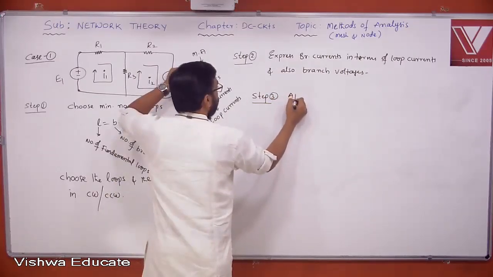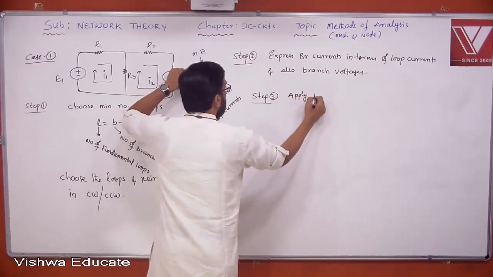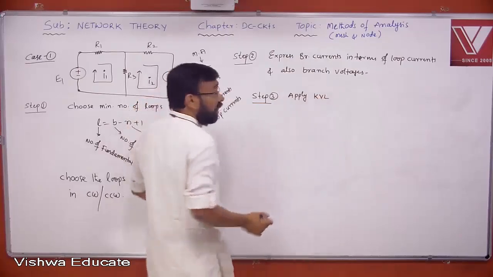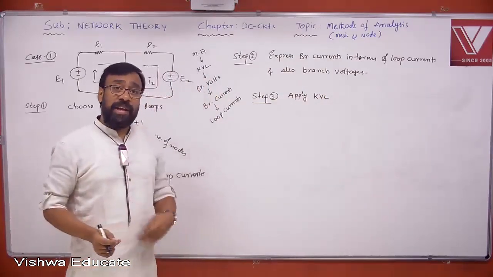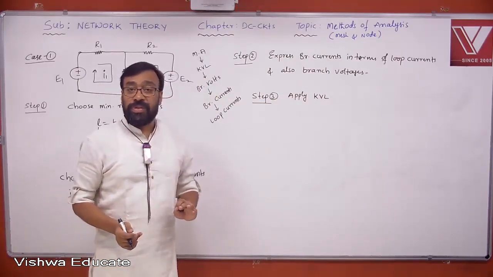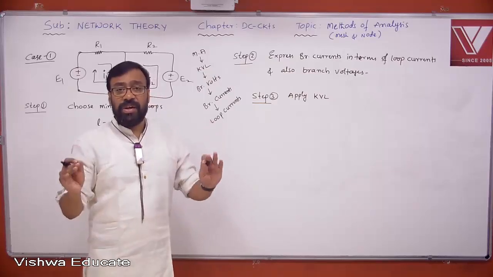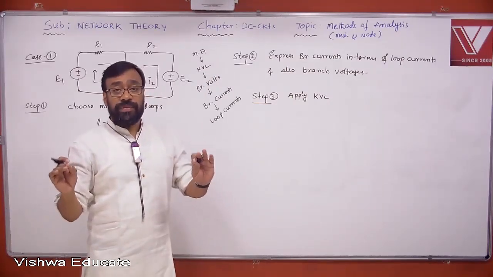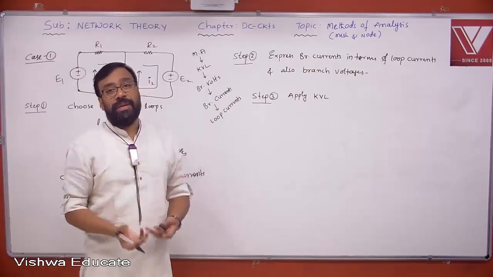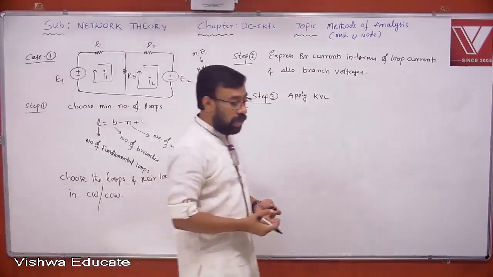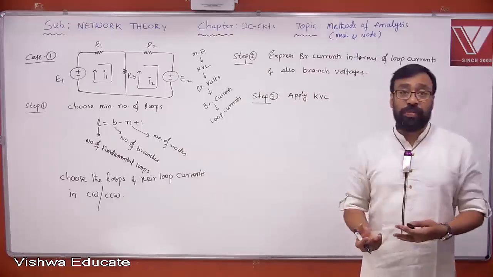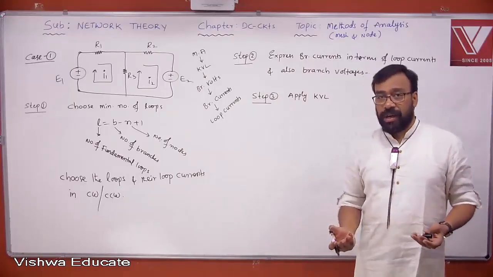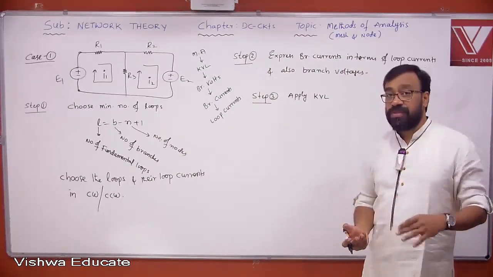Apply KVL. In which loop you apply? In fact, you can apply KVL in any loop that you want. Because what is the statement we have given? If there are 100 loops, then in 100 loops the KVL must be satisfied. Yes or no? I've got 99 loops satisfied, but one loop is not satisfying. It is an invalid circuit. You know already that if KVL is not satisfied, what will happen?